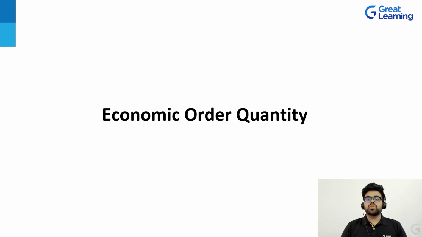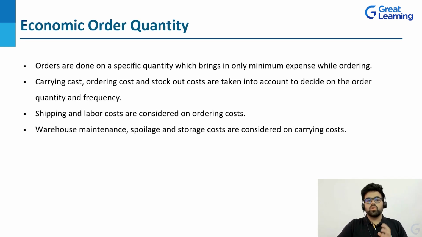So economic order quantity is such a term that would help to make sure that your total costs are maintained at the lowest. So economic order quantity describes the size of the order at which the ordering cost would be equal to the inventory carrying cost such that the total cost would be at the minimum, right? So the orders are done on a specific quantity which brings in only the expenses while ordering. Carrying cost, ordering costs, and stock out costs are taken into account to decide the quantity or the frequency of it, right? So now let's look at what are the various costs that are involved in economic order quantity.